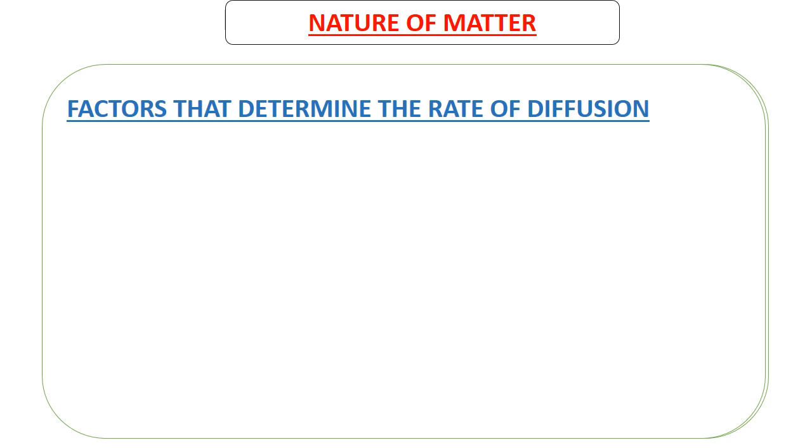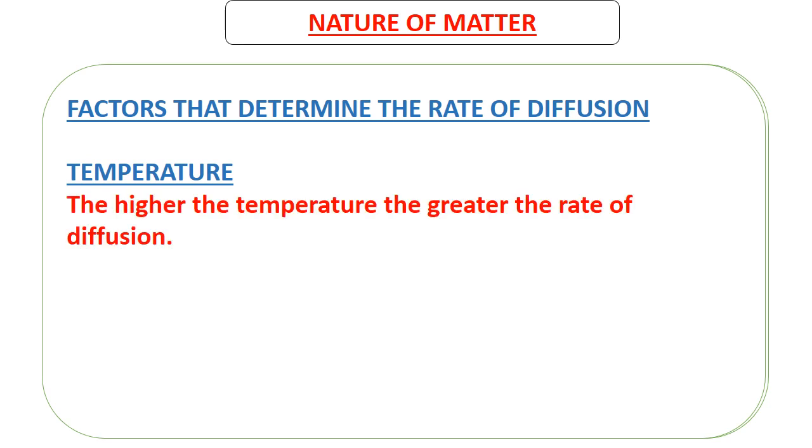So the first factor that determines the rate of diffusion is temperature. The higher the temperature, the greater the rate of diffusion. So if it is hot, things move faster than when it's cold.